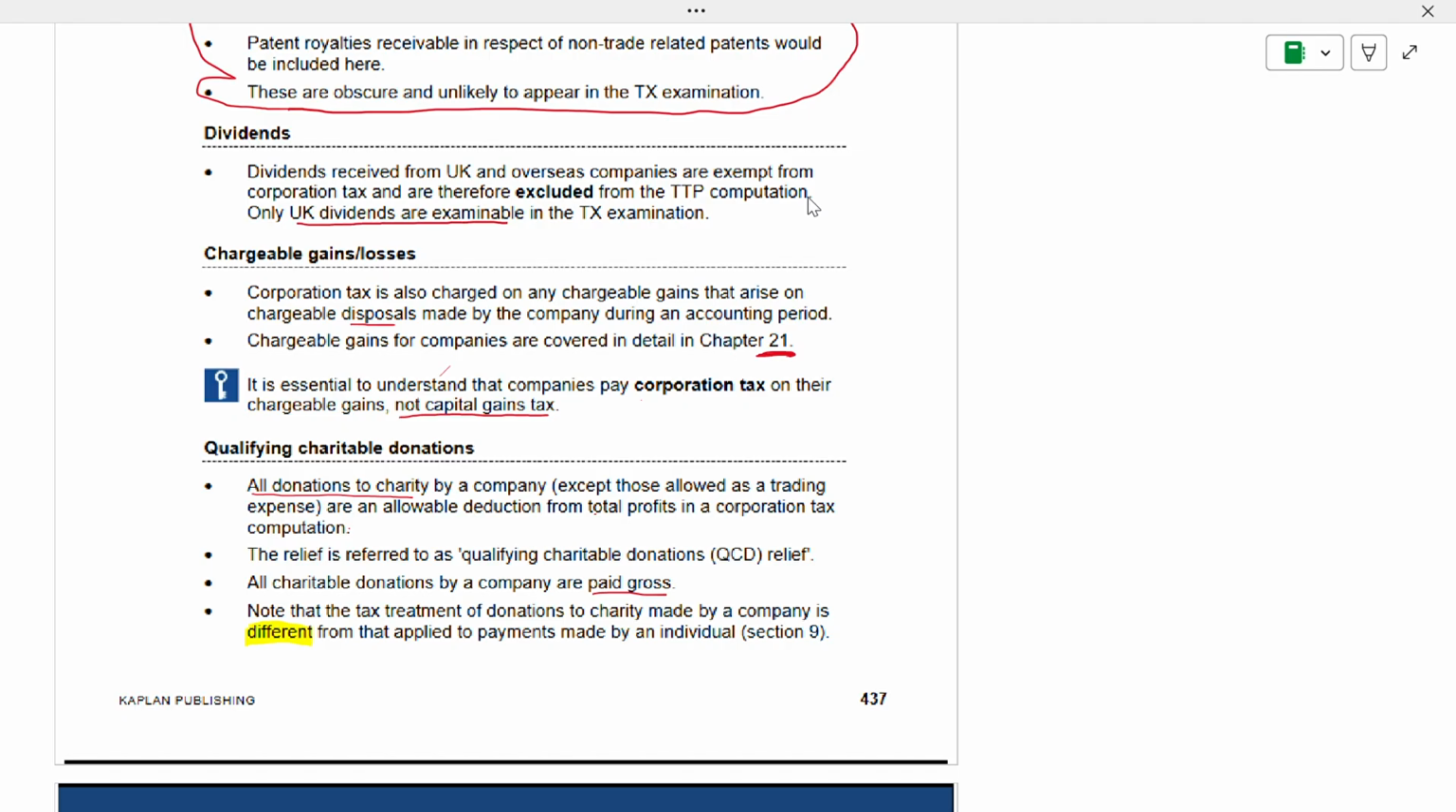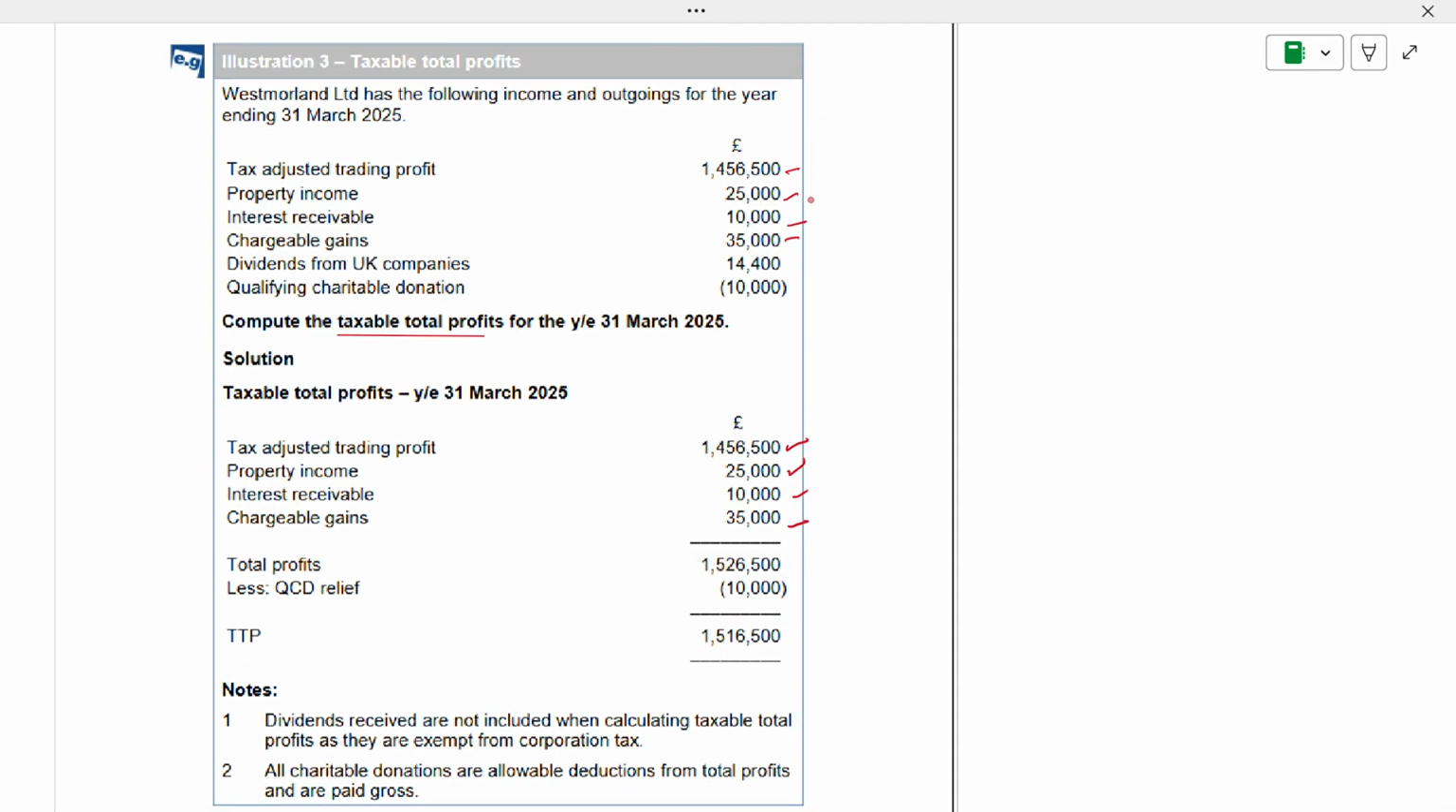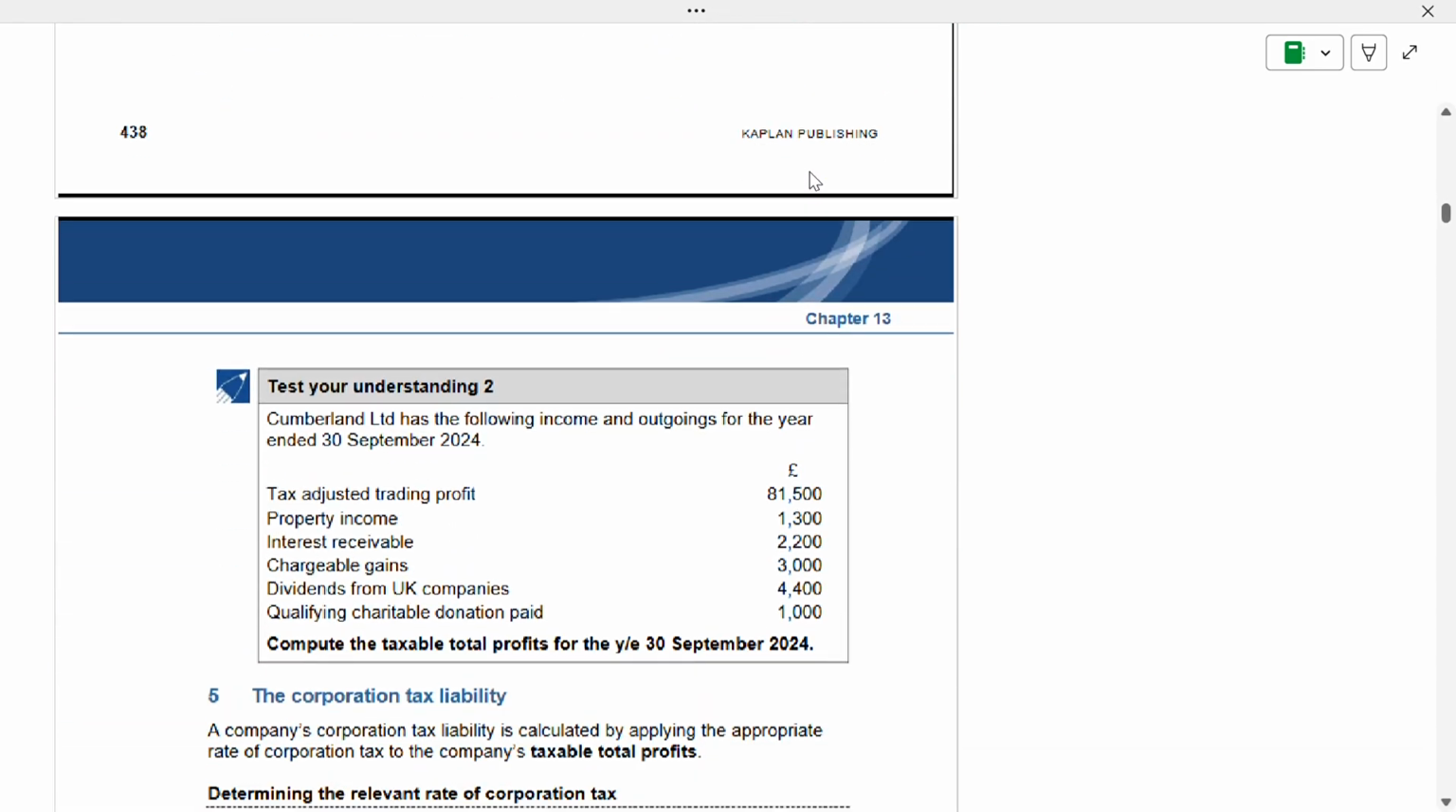Dividend from UK companies. What do they say about dividends from UK companies? It is mentioned here: only dividends received from UK and overseas companies are exempt from corporation tax and should be excluded. This is exempt. Is it right?